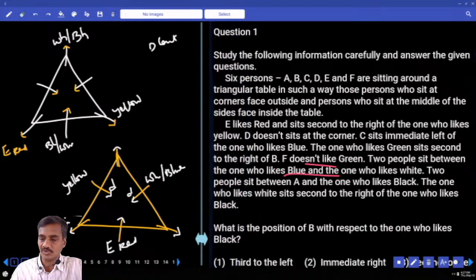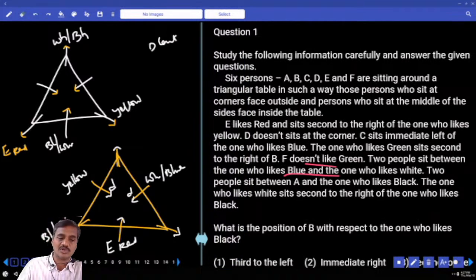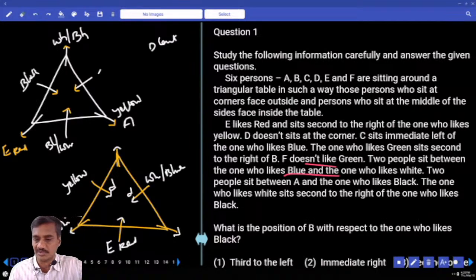Two people sit between A and the one who likes black color. Between A and black there must be exactly how many people? Two people. That means A and black must be opposite to each other. Then can we have A at this place? No. Then can we have A at this place? Yes, isn't it? If A is here, where should black be? There are two persons between A and black.